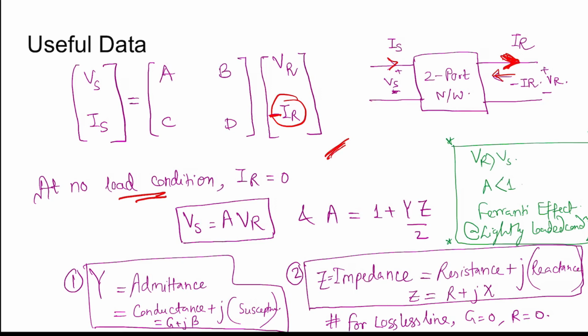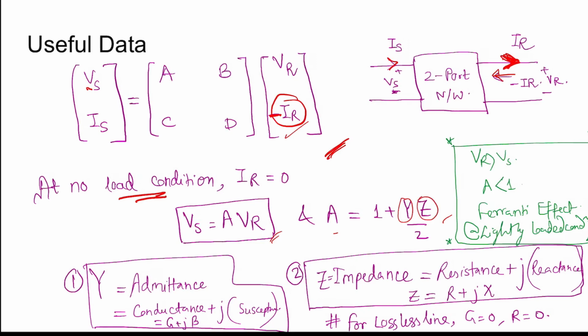At no load condition, IR is 0 and Vs is AVR. As you can see from this, Vs equal to AVR plus B minus BIR, IR is 0, so Vs is AVR. Now A is 1 plus Y into Z by 2. Y is the admittance, Z is the impedance of the system.